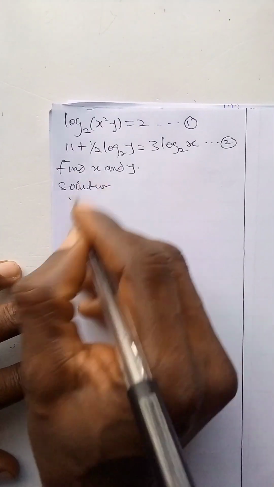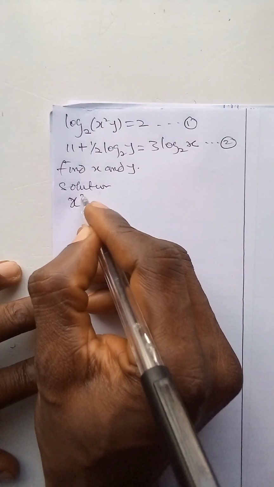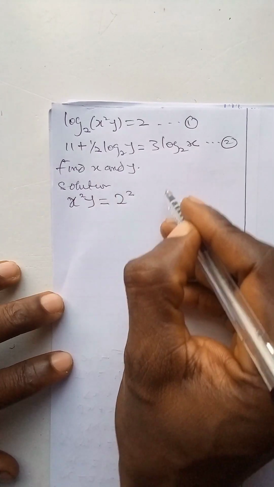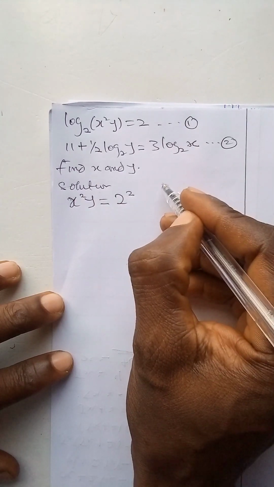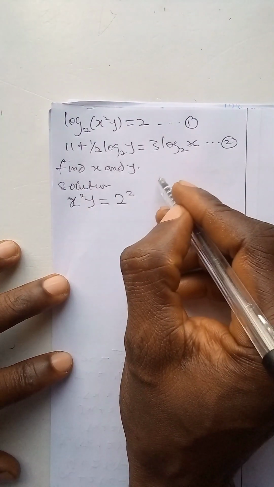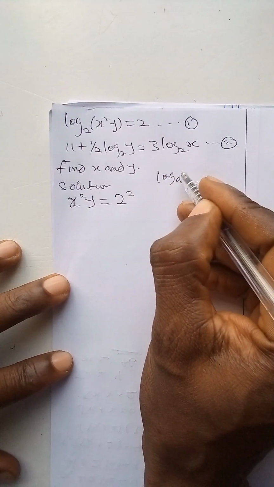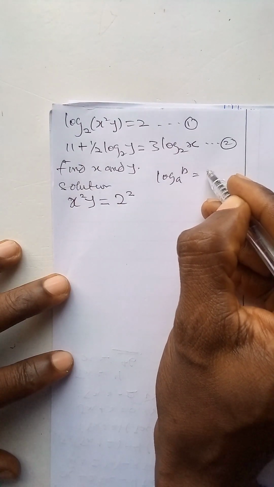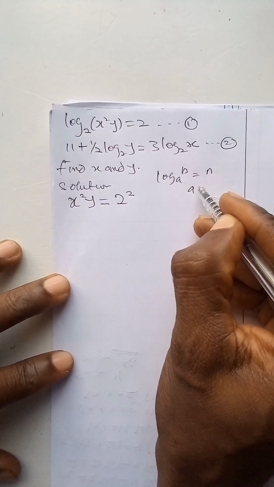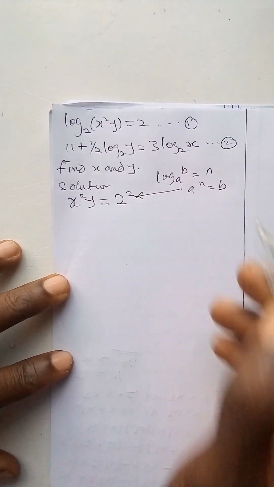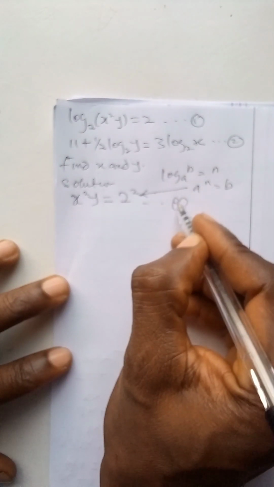Now, in the first case, x to power 2y will now be 2 to power 2. I'm applying this law of logarithm where we convert from logarithm to indices, or from logarithm to exponent. That is, log to base a of b equals, say, n. We now have a to power n equals b. This law is applied in this case. Now, let's call this our equation 1.